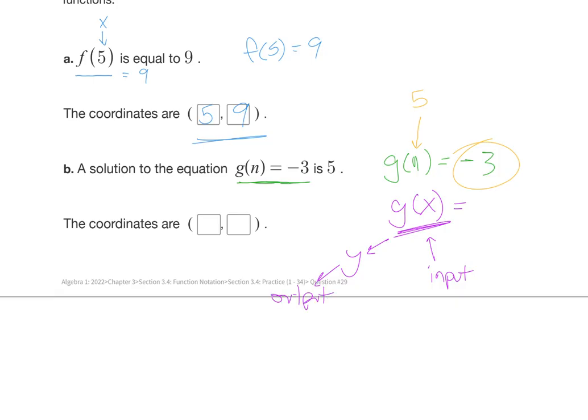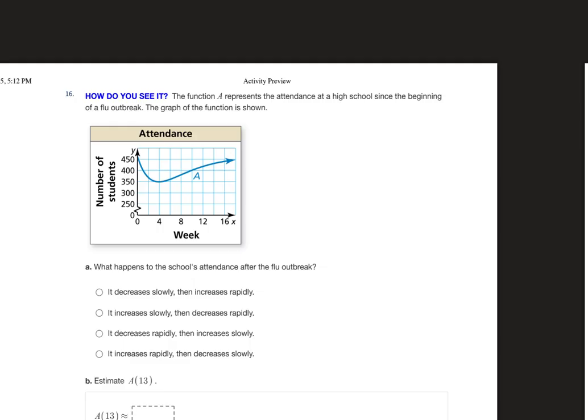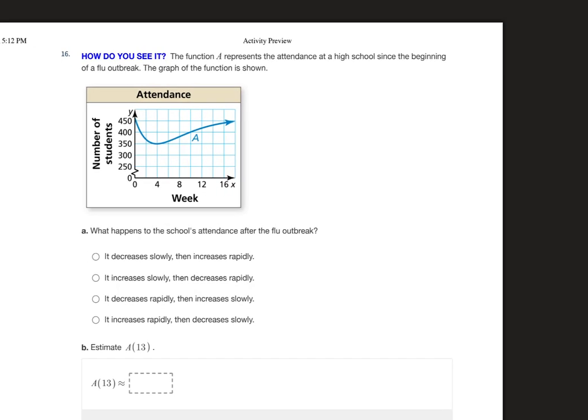So what we're going to do is this is our output, and this is our input. The function A represents the attendance at a high school since the beginning of a flu outbreak. The graph of the function is shown. What happens to the school's attendance after the flu outbreak? Well, it would appear that after the flu outbreak, it goes down, and then it starts to go back up. So it decreases rapidly, then increases slowly.